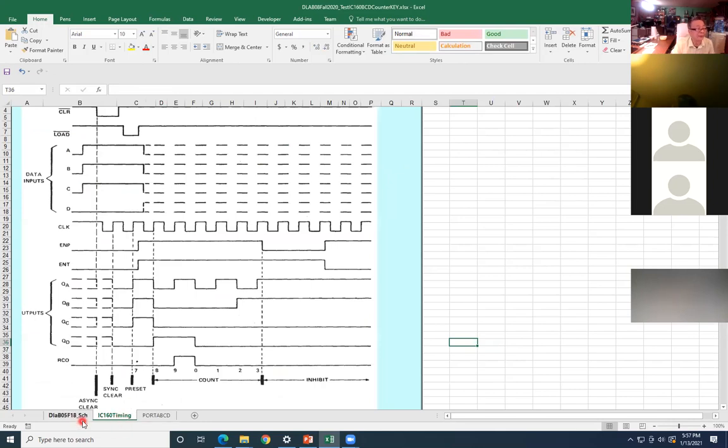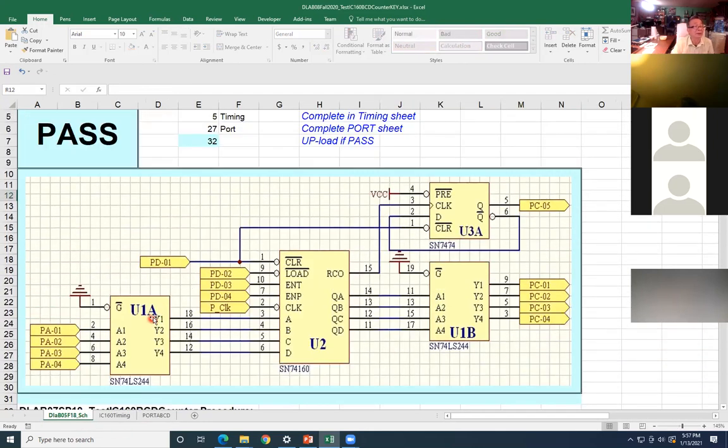So for the counting, first thing you must apply the clear. Guarantee the output here will be 0. Guarantee this guy will be 0. Then now you start. Make sure D pin 1 must be 1 before you start counting. Make sure load pin 9 must be 1. Okay, and also ENT and ENP also be applied 1.